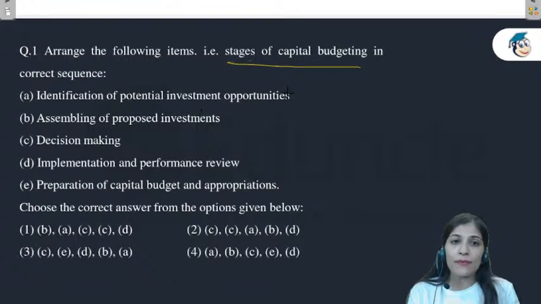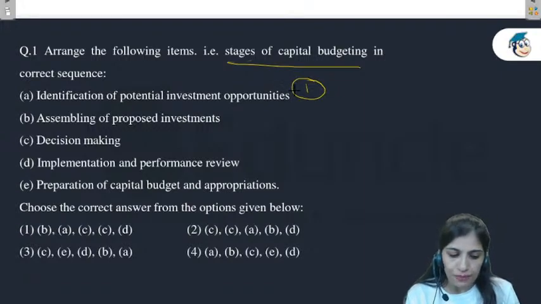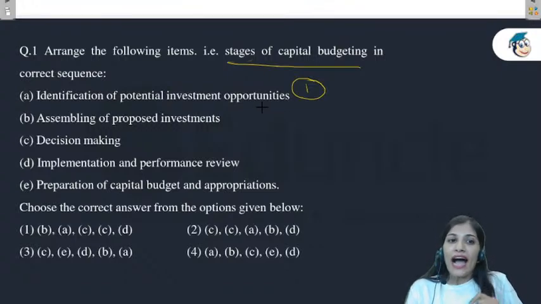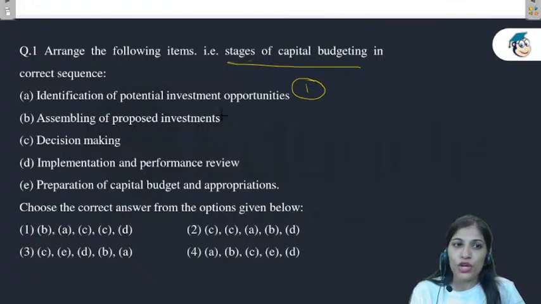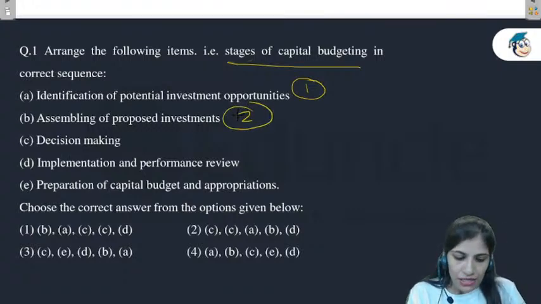So the first thing we do is identify the opportunities. What we will do first is identify the opportunities. And after identifying the opportunities, we have to prepare or organize the proposed investments. Whatever opportunities we identified, A, B, C, now we have to assemble those proposed investments. So we will assemble, right? After assembling we will make a decision regarding what? Decision making.